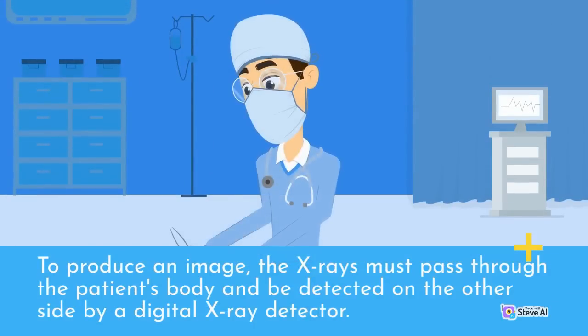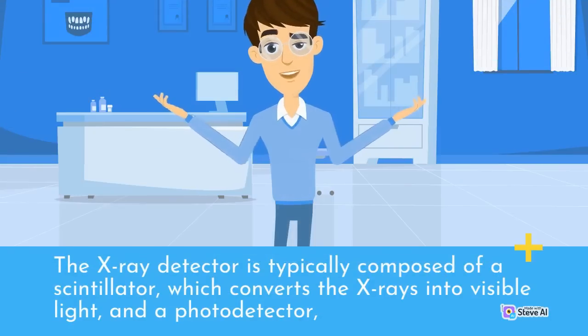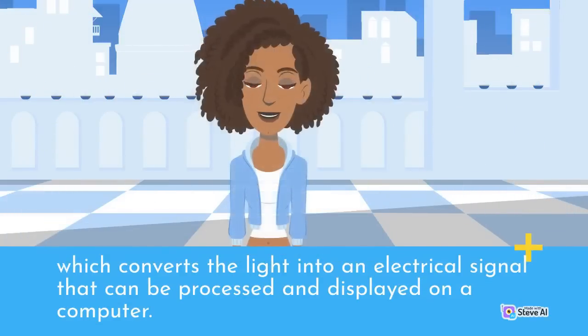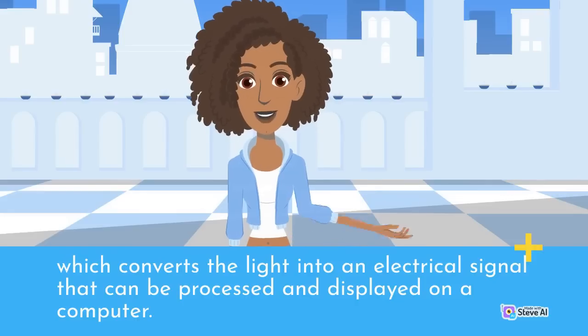To produce an image, the X-rays must pass through the patient's body and be detected on the other side by a digital X-ray detector. The X-ray detector is typically composed of a scintillator, which converts the X-rays into visible light, and a photodetector, which converts the light into an electrical signal that can be processed and displayed on a computer.